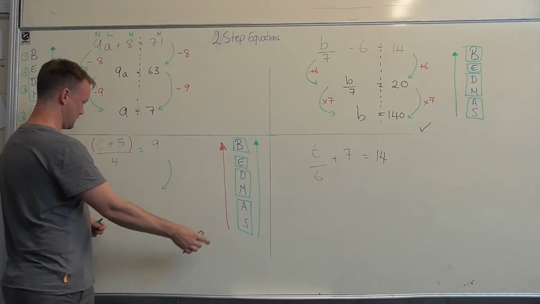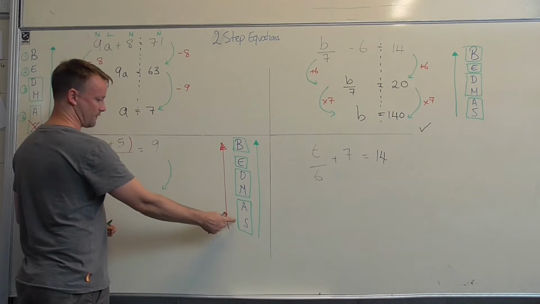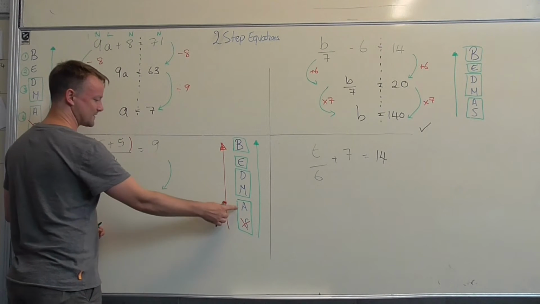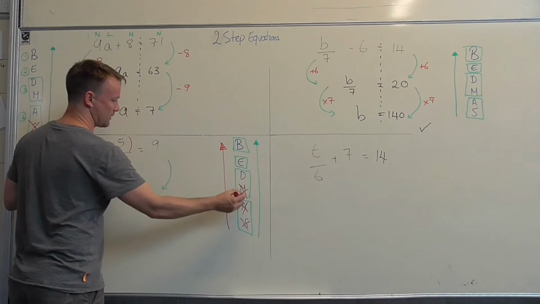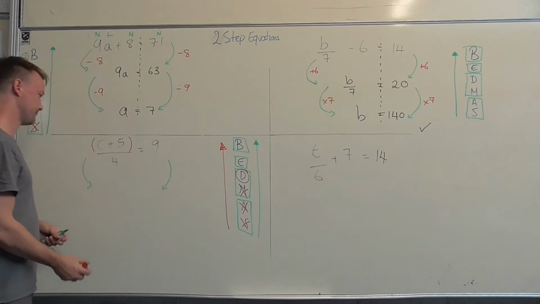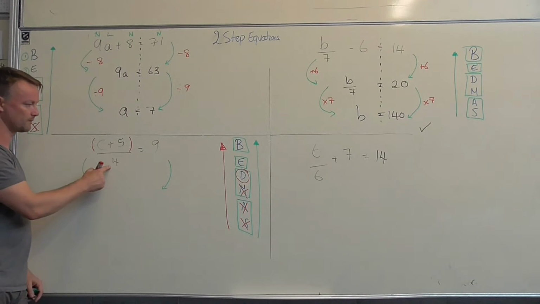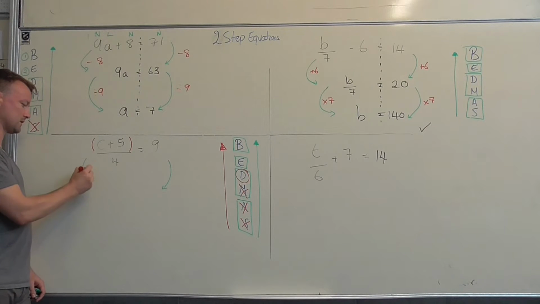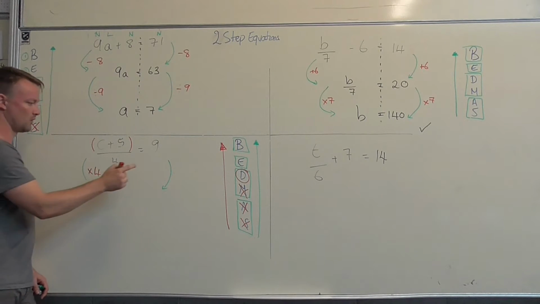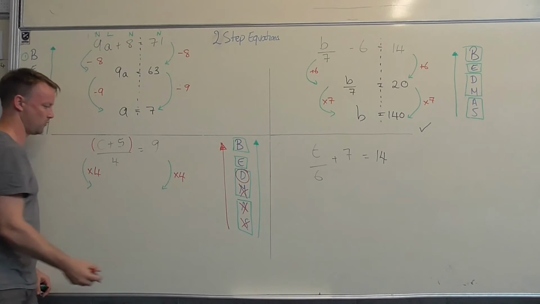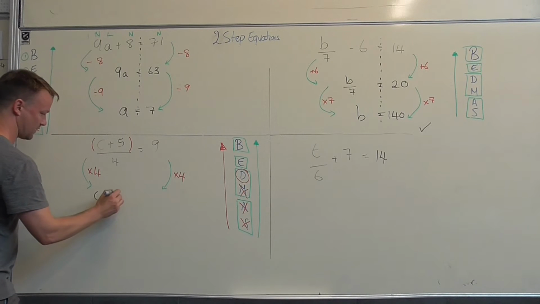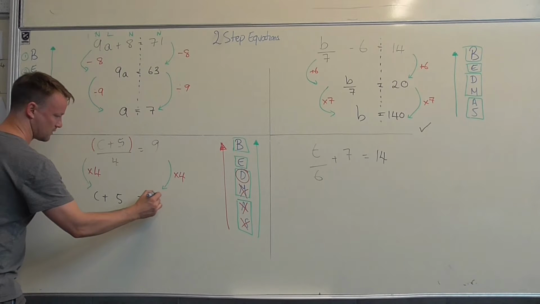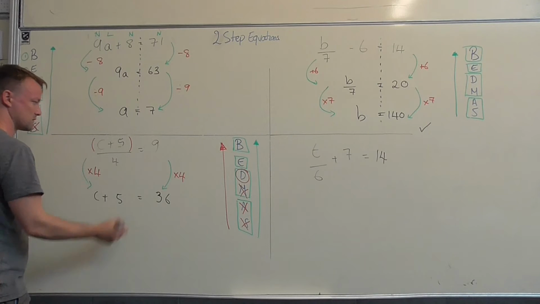The first thing, well, I don't have a subtract, so I'm not going to use that. My addition is in brackets now, so I'm not going to use that. There is no multiply, but there is a divide. That's first. So I'm dividing by 4 here, so I'm going to do the opposite to divide, and that's times by 4. What I do to one side, I must do to the other, times 4. So now this ends up being c plus 5 equals 9 times 4, which is 36.